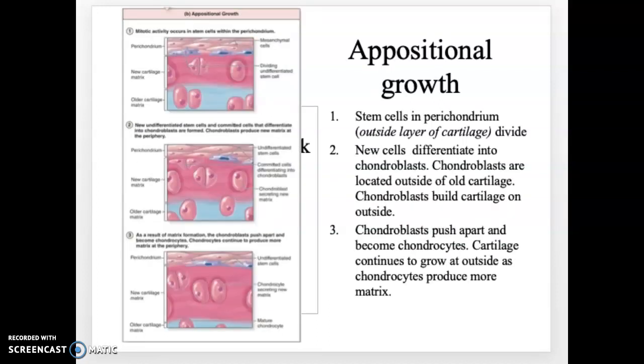Appositional growth, we start here. The stem cells in the outside layer, in the perichondrium, start to divide, and then they start to differentiate into chondroblasts, and they're sitting on the outside of old cartilage. They start building cartilage on the outside here. They start to push apart from each other, and they then become chondrocytes. They continue to grow at the outside as chondrocytes, and they keep producing more matrix.